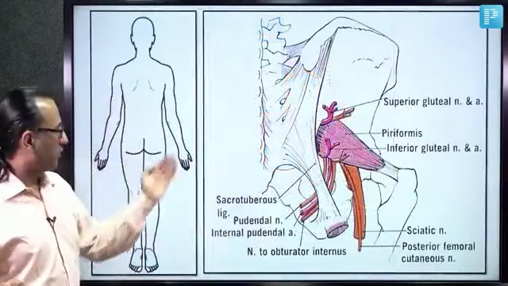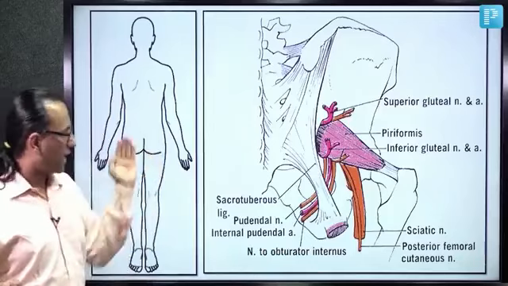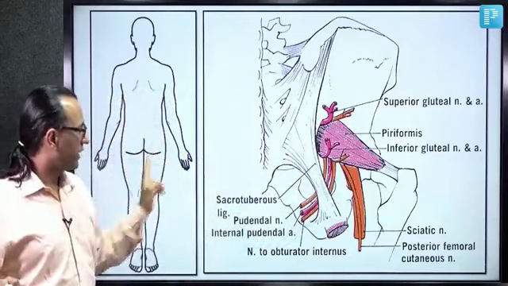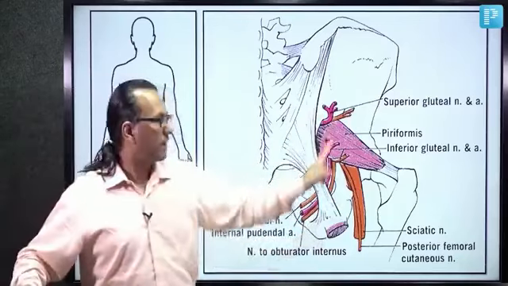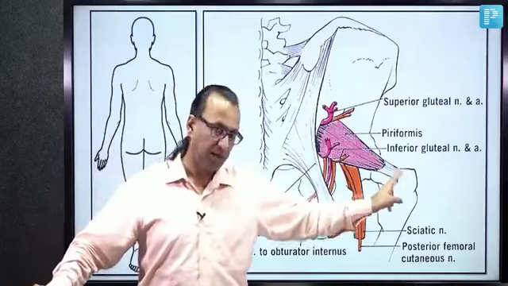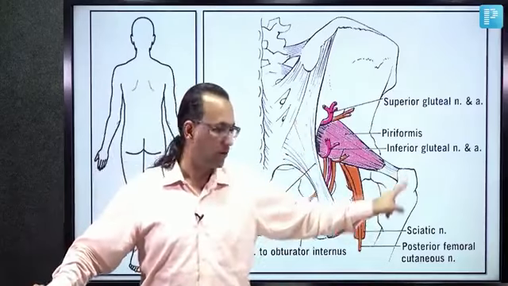Let us look at the posterior view of the right gluteal region and the right pudendal nerve here, passing through the greater sciatic notch towards the lesser sciatic notch. This is the piriformis muscle coming from the pelvis region and inserting on the tip of the greater trochanter of the femur bone of the lower limb.